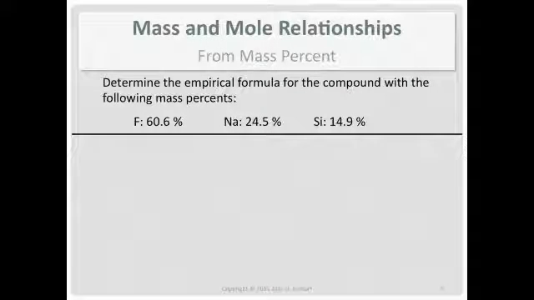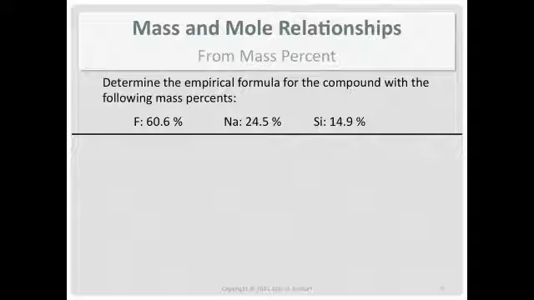So somebody's taken a sample of a compound and they come back with these results. They tell you the percentage of fluorine, sodium, and silicon by mass in the compound. And now what you need to do is figure out the chemical formula of this compound based on the experimental results. That's what empirical formula means, from experimental results.